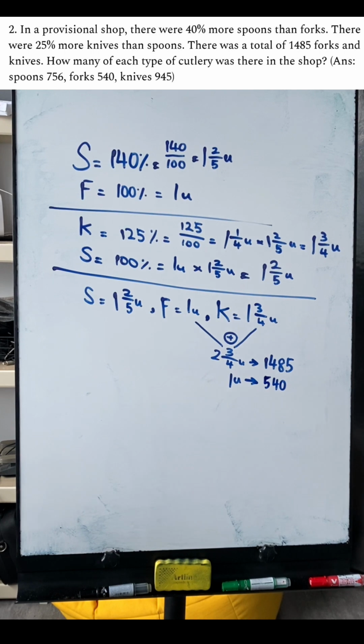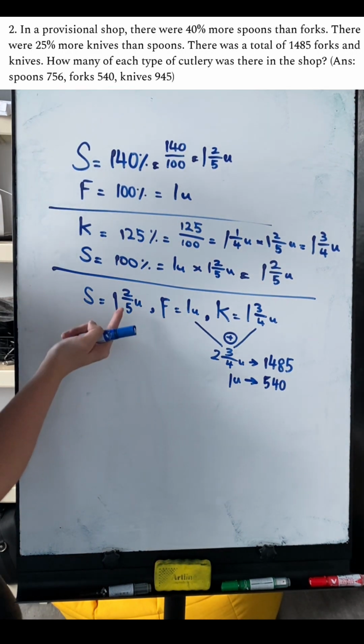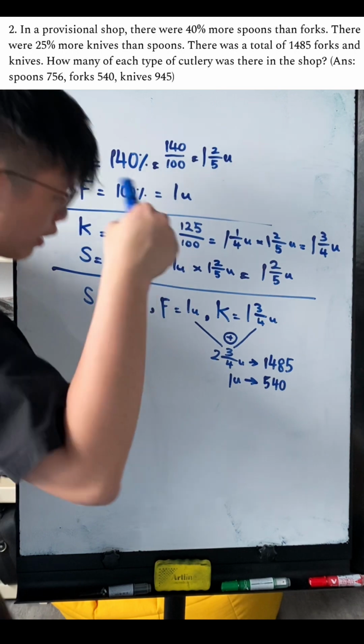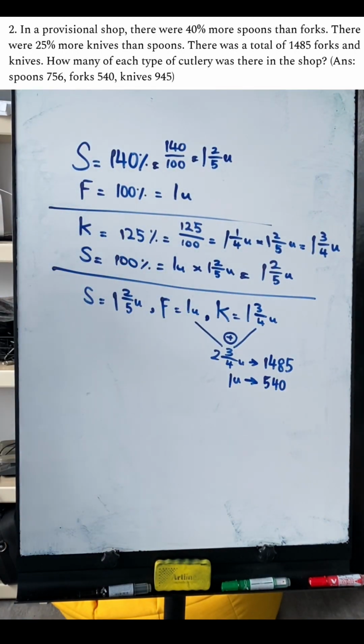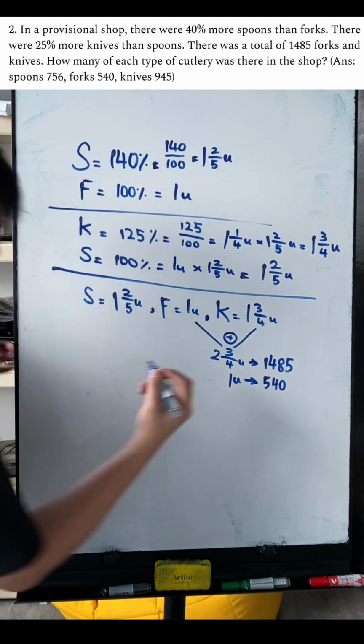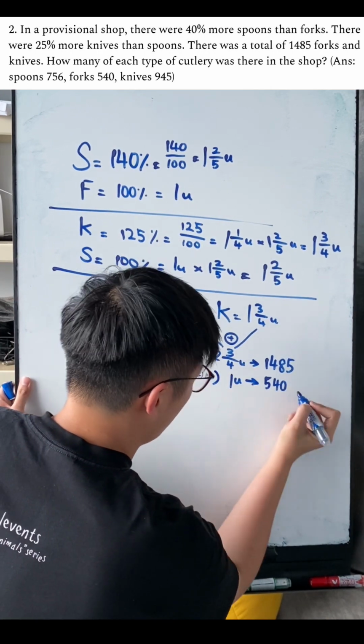Yes. Now, once Mr. Green Man is out, what can I do? It gives me the green light to read the question. The question says, how many of each type of cutlery was there in the? Sure. So they are actually telling you, find for me how many spoons, how many forks, how many knives. True?